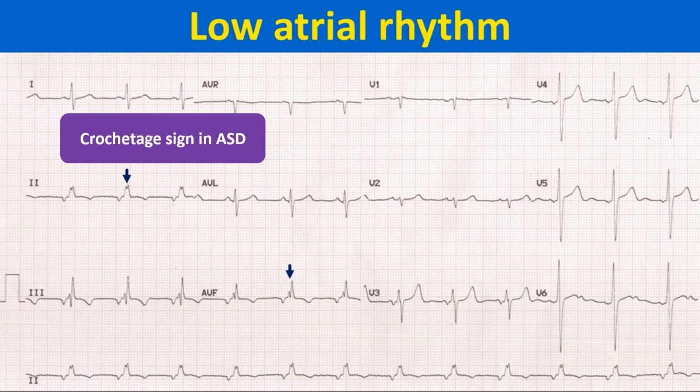Low atrial rhythm can occur with sinus venosus atrial septal defect as the sinus node may be defective, and so an alternate focus arising in the low atrium gives the dominant rhythm.